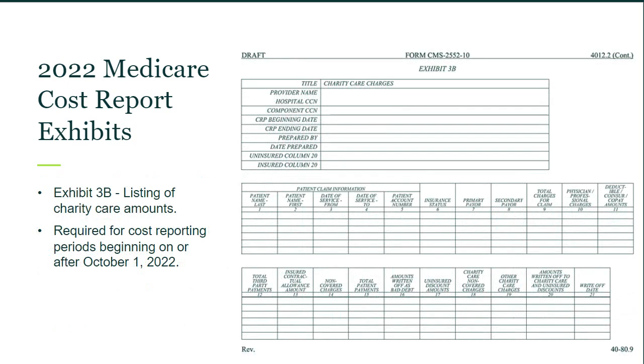And then charity. So moving on to S10, this is the charity exhibit that will now be required if these are finalized. This is Exhibit 3B. You can see this somewhat mirrors the S10 audit templates that a lot of you have filled out before. There are some minor changes, and I won't go into all the details.